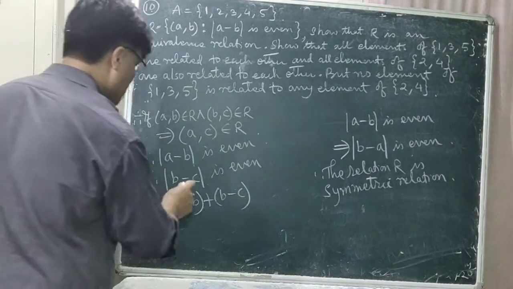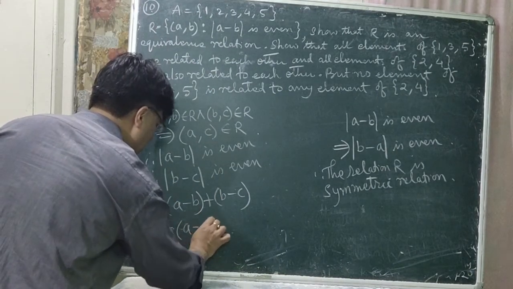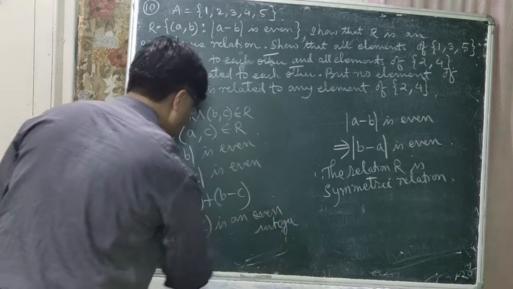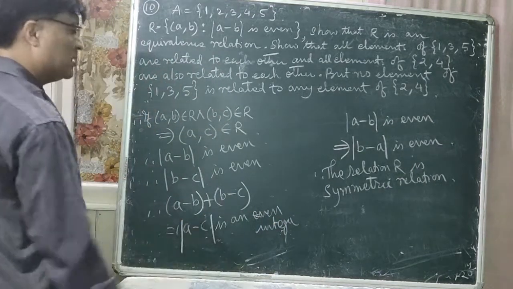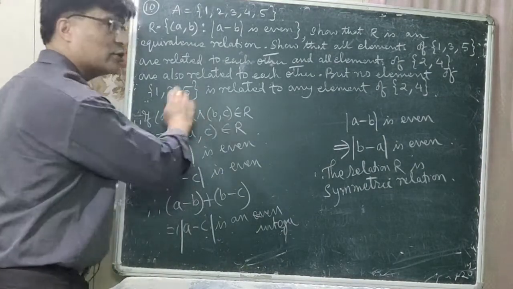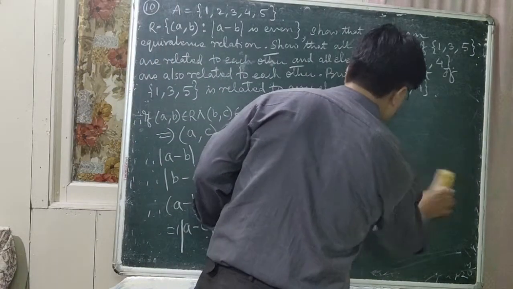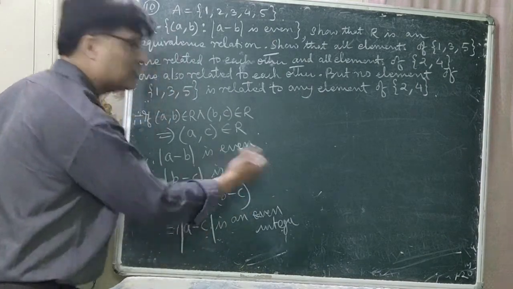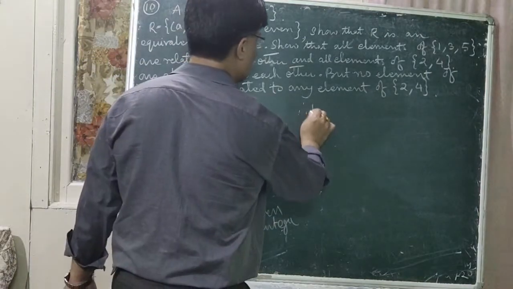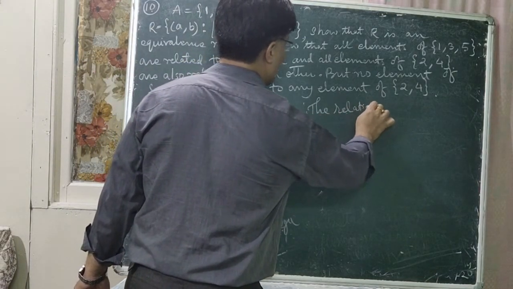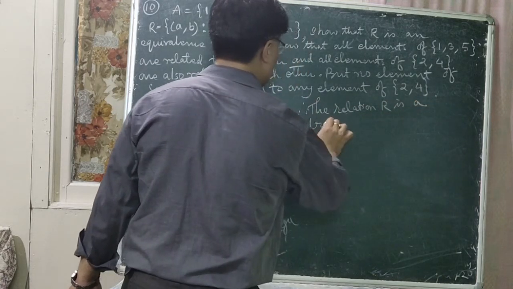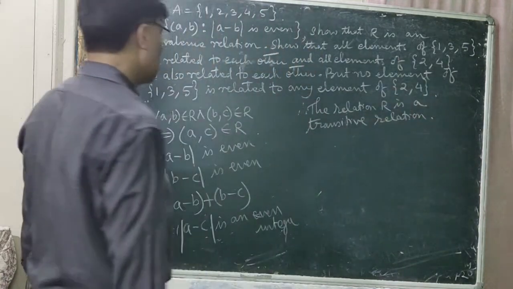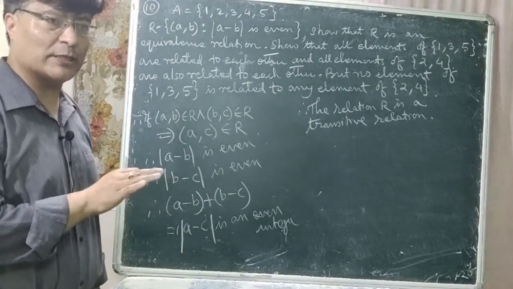Is that clear to all of you? So we are adding them. B gets cancelled, which gives A minus C is an even integer. You may put it within mod sign also. That means (A, C) also belongs to the relation R. Therefore the relation R is a transitive relation. So we have proved that the relation R is reflexive, symmetric and transitive.